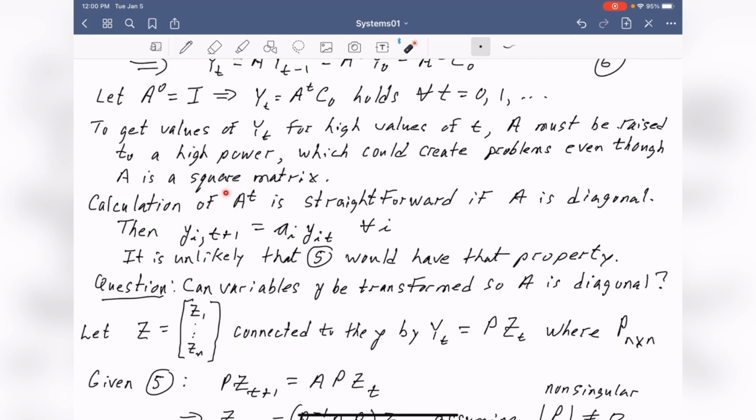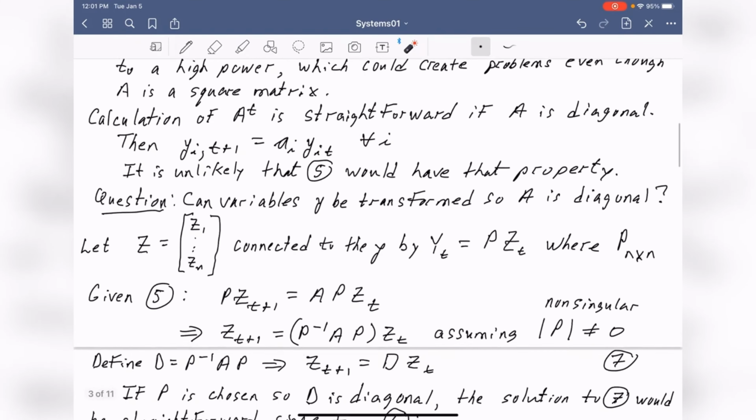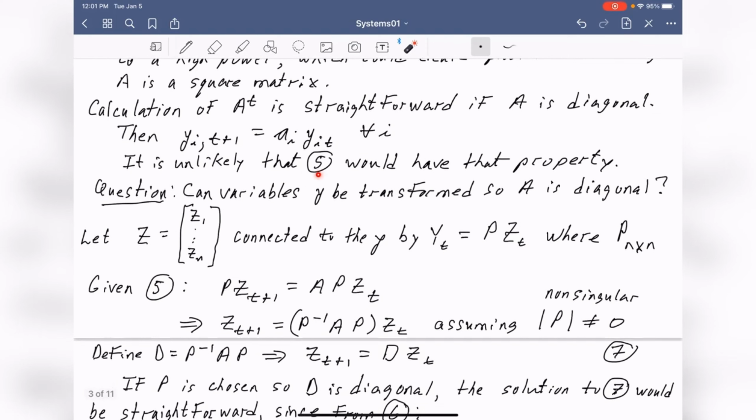Calculation of A^t, therefore, is straightforward only if A is a diagonal matrix. Then yi(t+1) is equal to ai yi(t) for any given equation i in that system. It is unlikely that system 5 would have that property. The question then is, can the variables Y be transformed so that A is a diagonal matrix? Well, it turns out that it can be.